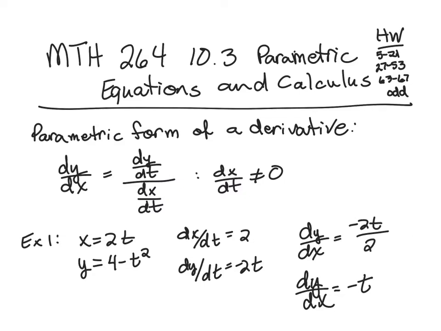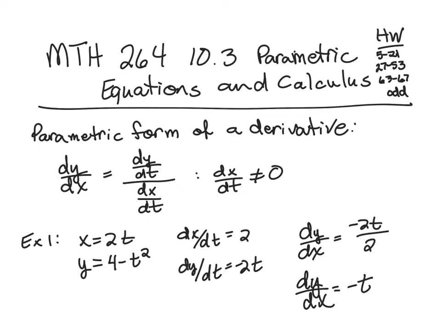So the parametric form, remember you have x is a function of your parameter and y is a function of your parameter. So when you take the derivative, you're going to take the derivative of y with respect to the parameter and the derivative of x with respect to the parameter, and dy/dx is just dy over dx, as long as you're not dividing by 0.